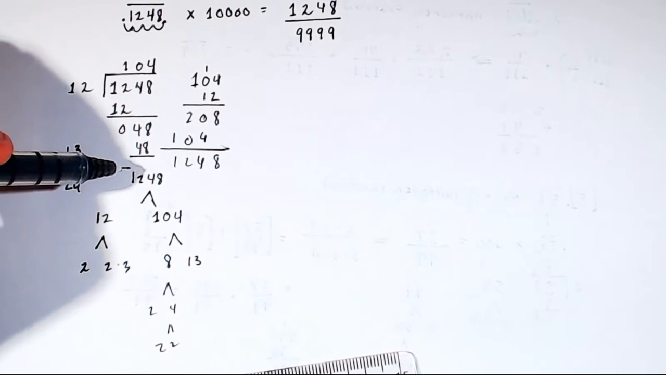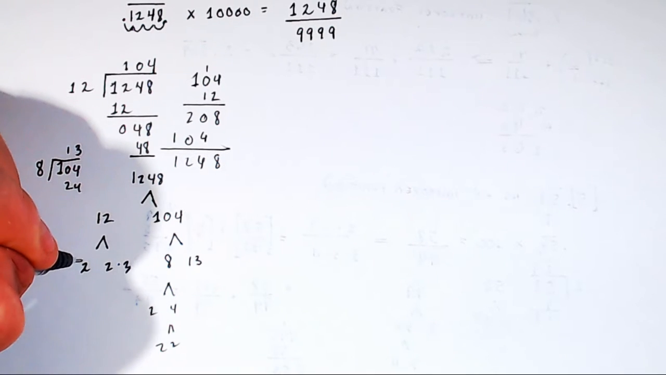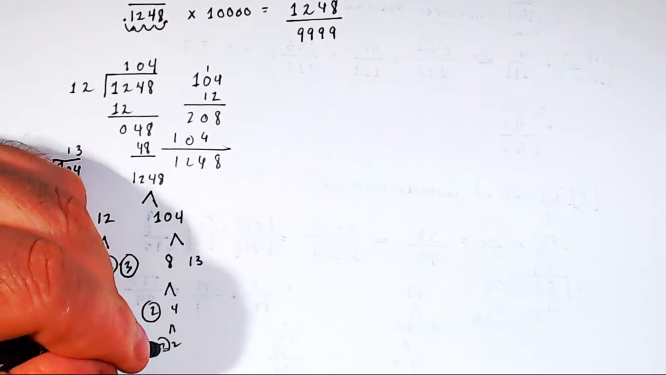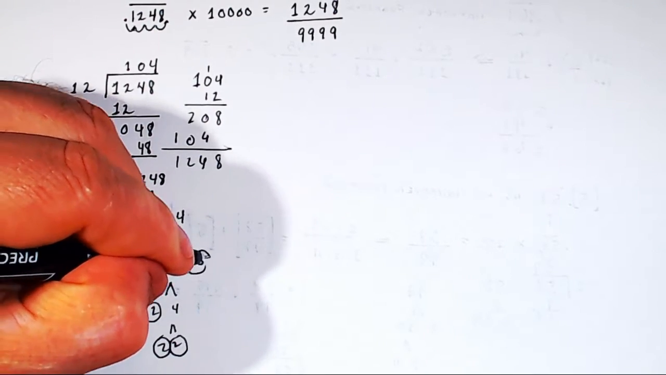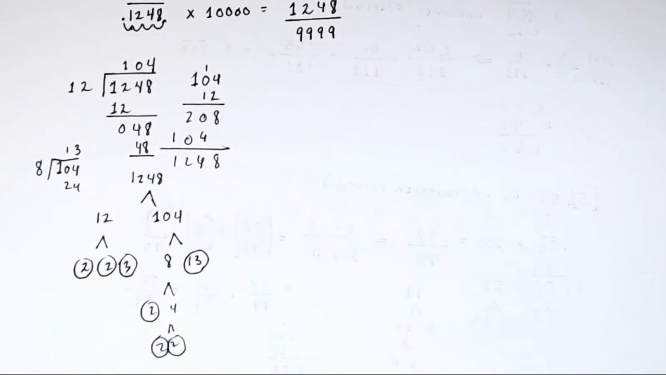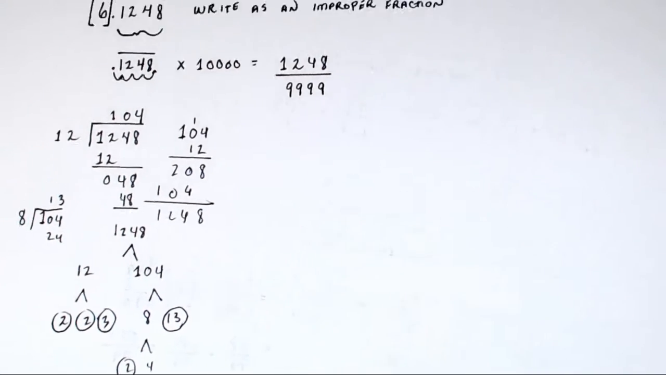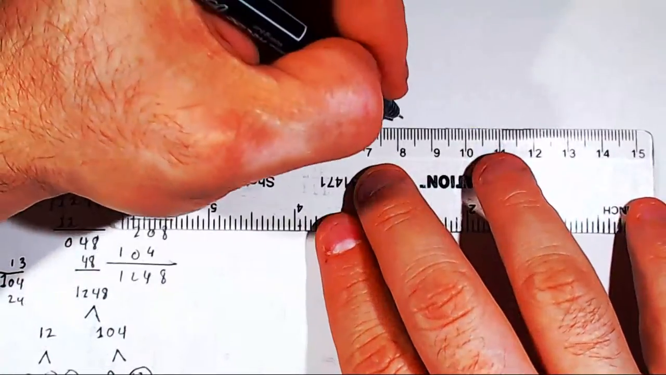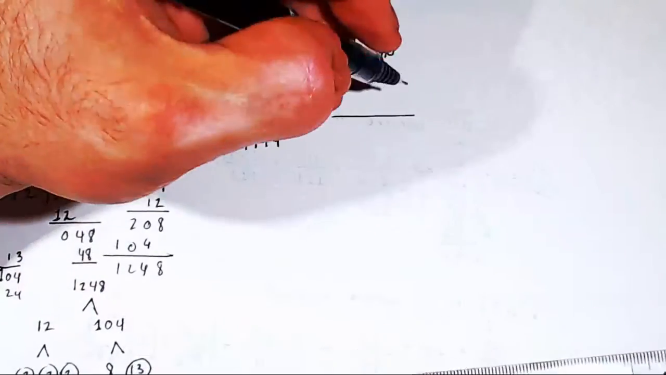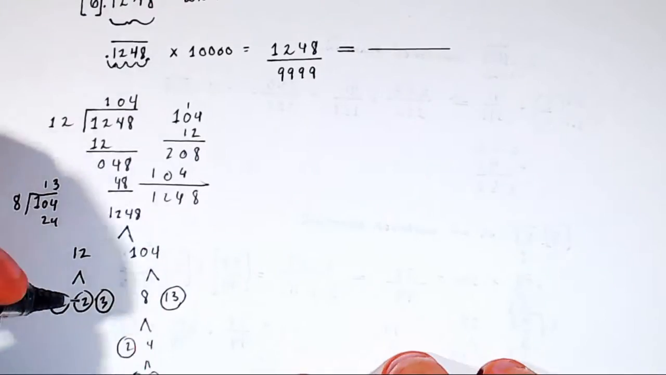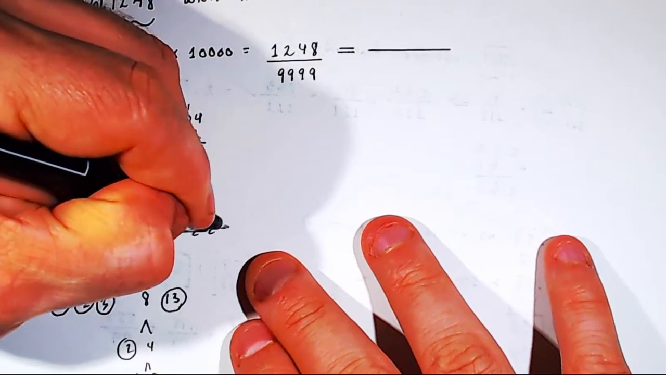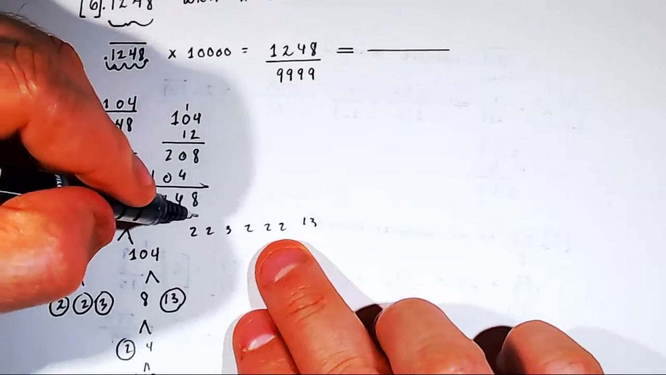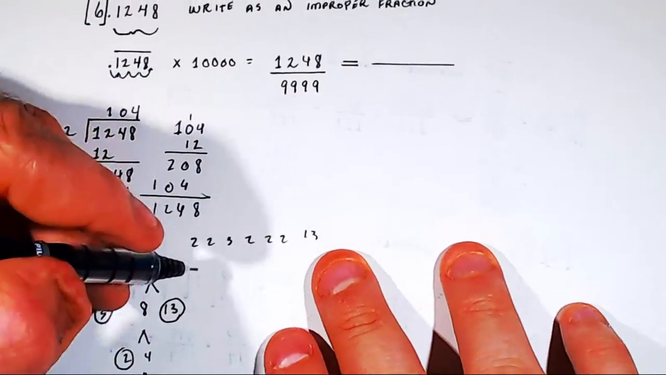The prime factors of 1,248 are 2, 2, 3, 2, 2, 2, and 13. All those are the prime factors of 1,248. So let's rewrite. In the numerator, all these in order. Maybe we should order them first. So I had a 2, a 2, and a 3, and then a 2, a 2, and a 2, and then a 13. Okay, so I'm going to put 5 2's, and then a 3, and then a 13.